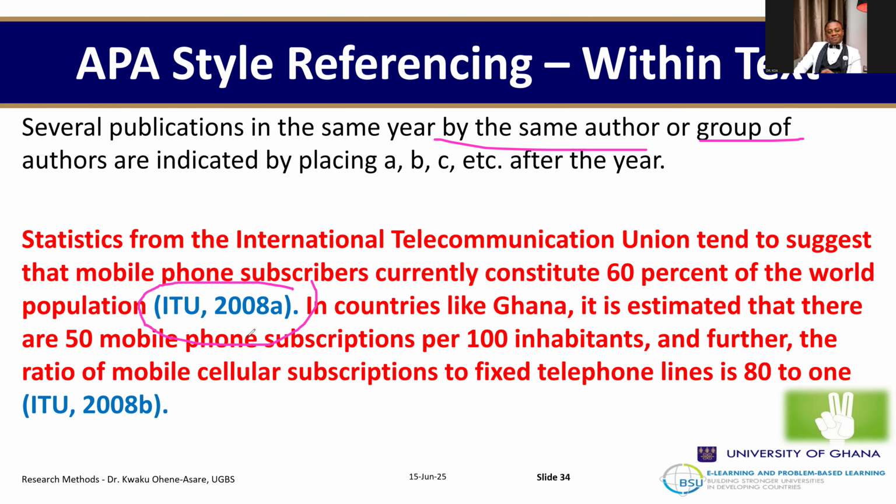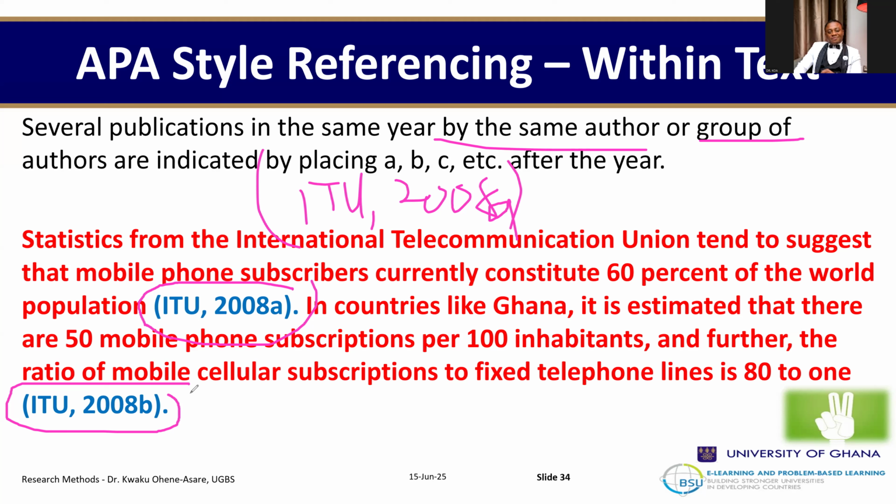Now, if you are using referencing software, you don't need to worry yourself. At first, the referencing software will write ITU, 2008, in brackets, just like this. But the moment you bring the second one, which is not the same document, but a different document in the same year, and you insert the citation, the referencing software will automatically make this one A, and it will make this second one B. It will do that automatically for you.